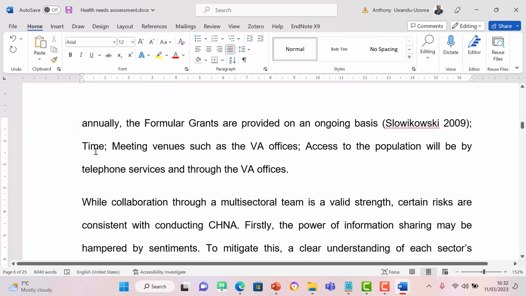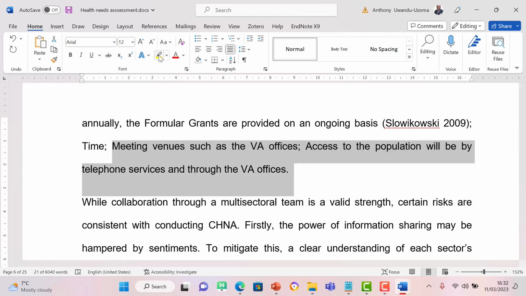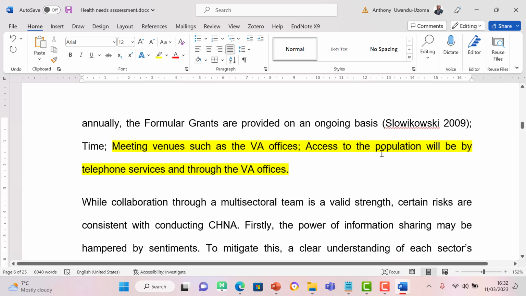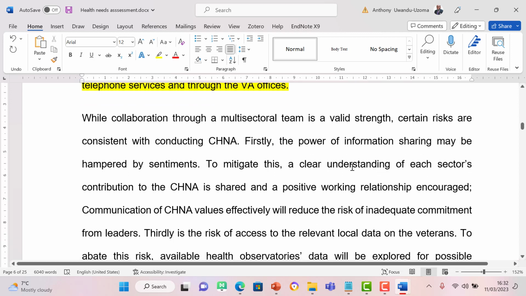Okay. And then I think there were considerations for meeting venues, and access to the population. The author mentioned how she will assess the population. So this is very, very important information. How will you reach the population? And where will you reach the population? So it's very, very important.